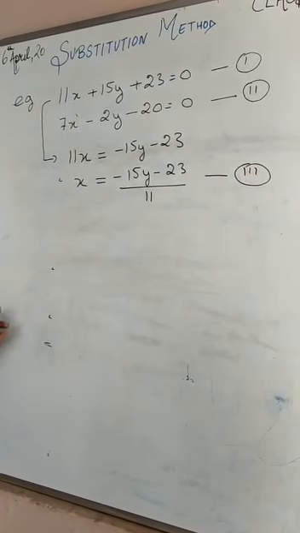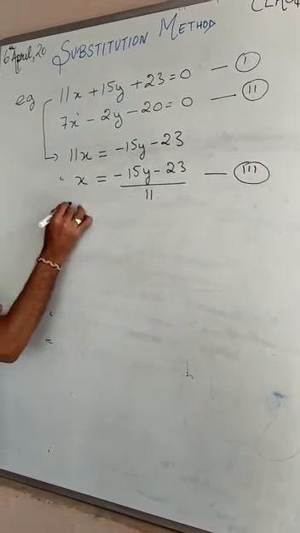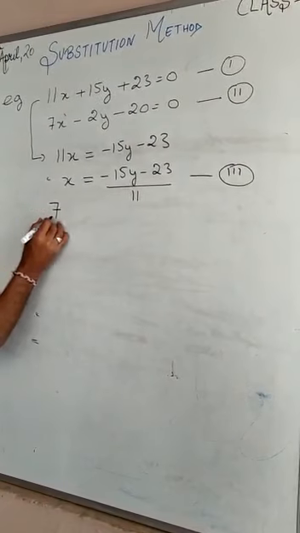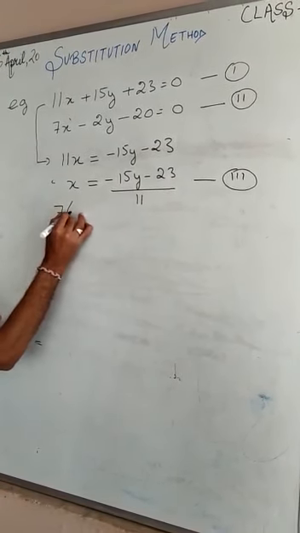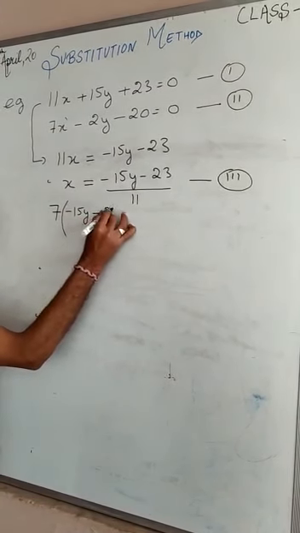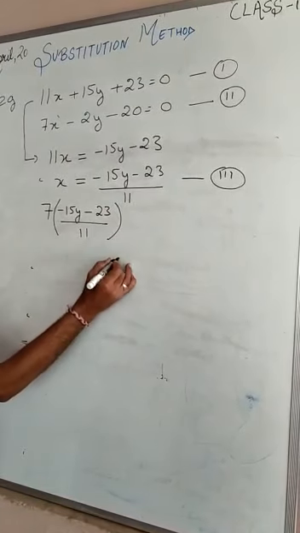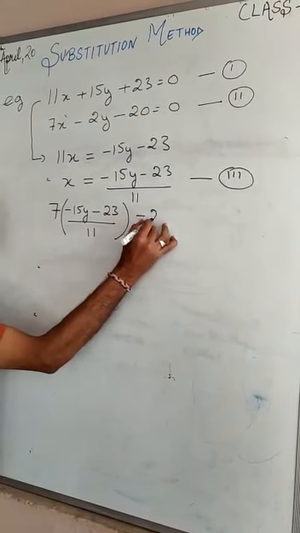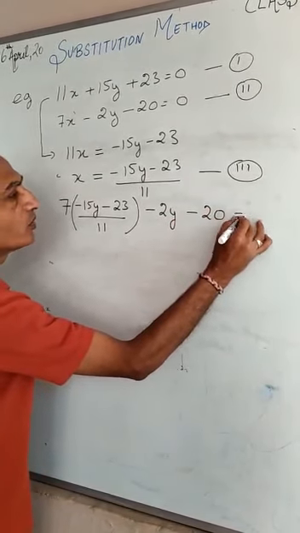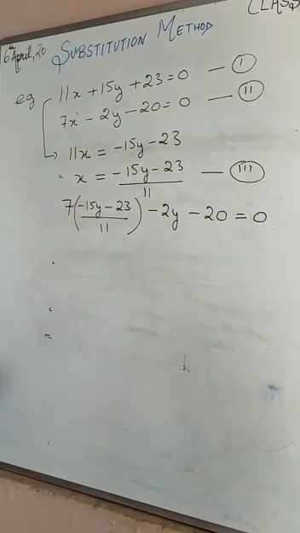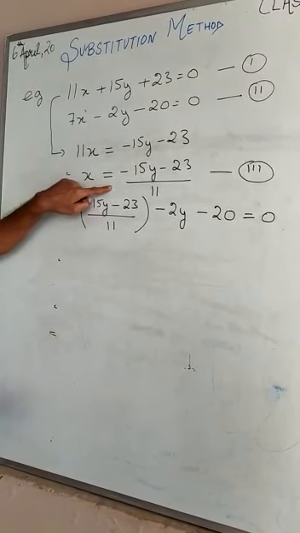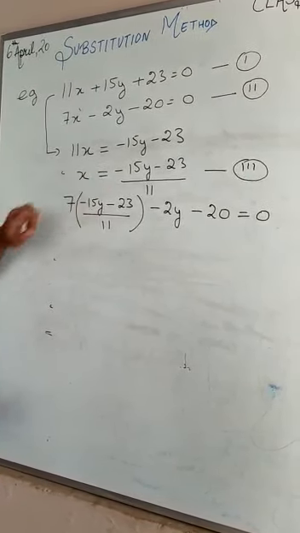Now, I have already used the first equation. Pick up the second equation, that is 7x minus 2y minus 20 equals 0. I have written 7 and in place of x, I will be substituting the value of x, that is minus 15y minus 23 upon 11, minus 2y as it is, minus 20 as it is, equal to 0. The only thing I have done is, in the second equation, in place of x, I have substituted the value of x which I have got in the form of equation 3.